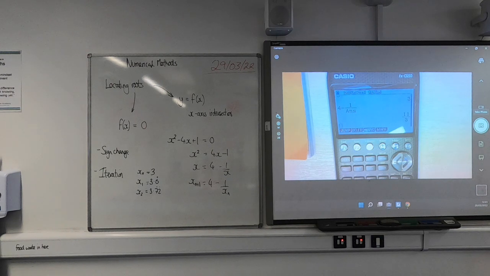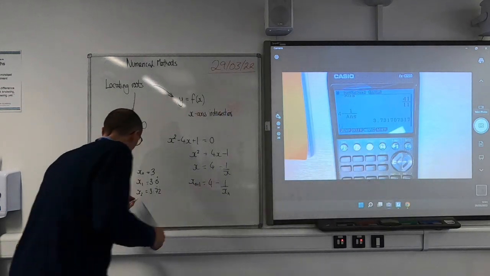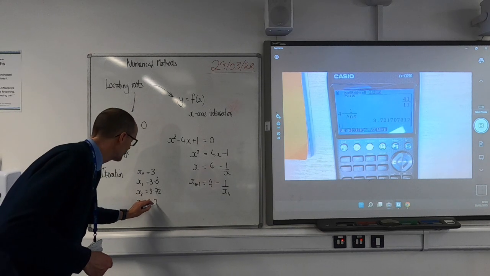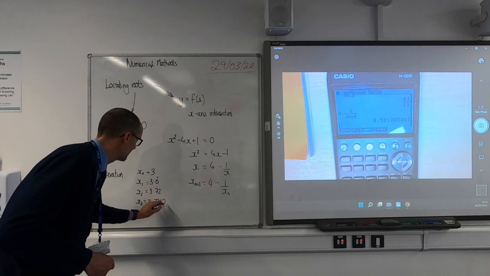I get 11 over 3, 3.6 recurring. Already knew about that. But now the answer value is 11 over 3. So I just need to press equals again and it'll work out the next one. We already knew that one. But now that's the answer function, so I can just press it again. So x3, my third new guess, is going to be 3.7317.